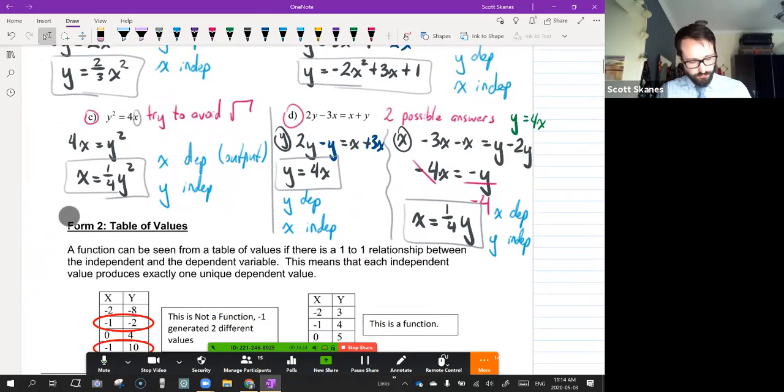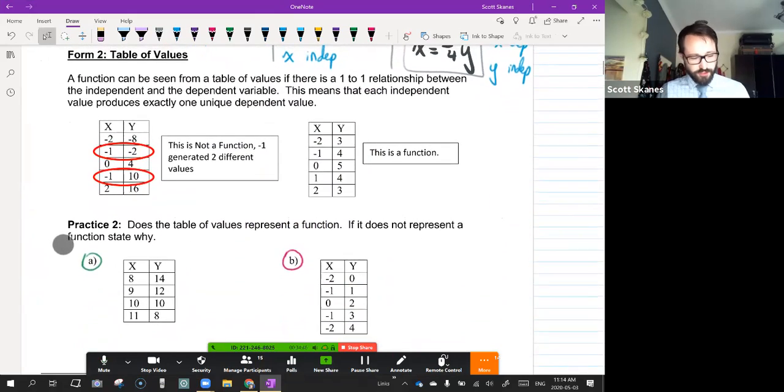Form 2. I'm assuming there's no questions on that. Form 2, table of values. So what are the 3 ways to see a function? Equation, table of values, graph. Every single equation can have a table of values or a graph associated with it. It says a function can be seen from a table of values if there is a one-to-one relationship between the independent and the dependent. Let me try to make that in clearer English: every input has to have a unique output.